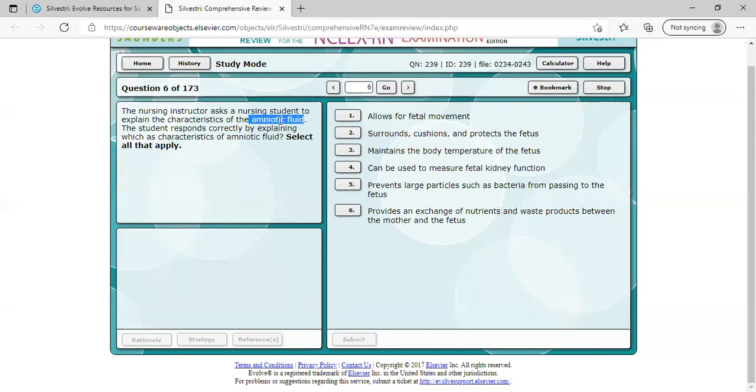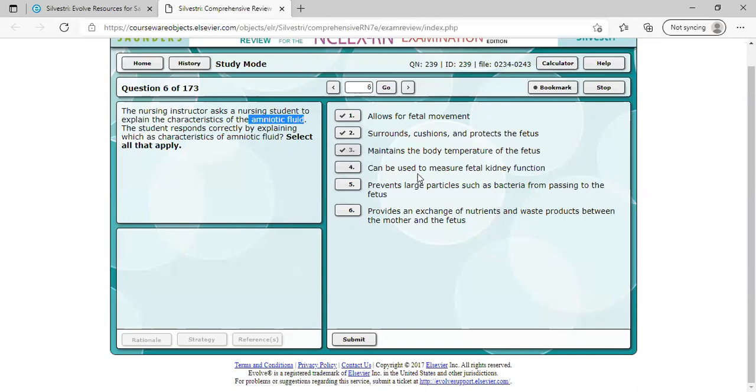Amniotic fluid surrounds your baby. It acts as a cushion and protects our baby, right? So number one, allow fetal movement. Yes, very good choice. It is the fluid the baby can move inside. Number two, sound. It acts as a sound surrounding, cushions, and protects the fetus. Wonderful choice. Now, maintain the body temperature of the fetus. Yes, it is true. The fluid maintains the fetus's body temperature.